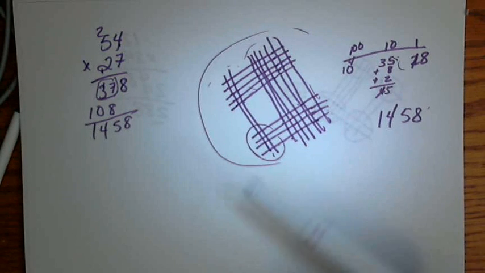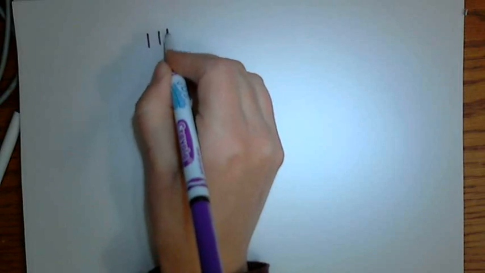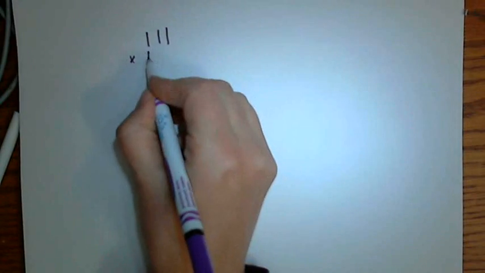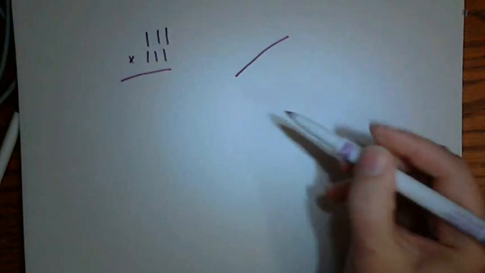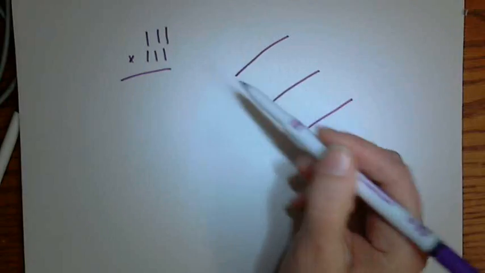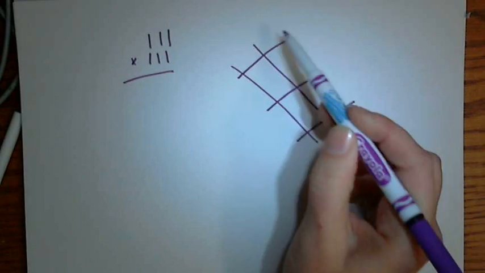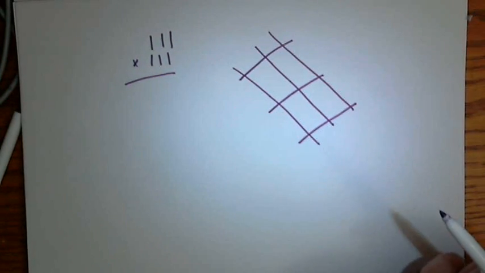Now, let's say that we actually want to multiply something that's even bigger. Let's say we want to multiply 111. We'll keep it as simple as we can. Multiplied by 111. So now I have one group of 100, one group of 10, and one group of 1. And I'm going to multiply that by one group of 100, one group of 10, and one group of 1.